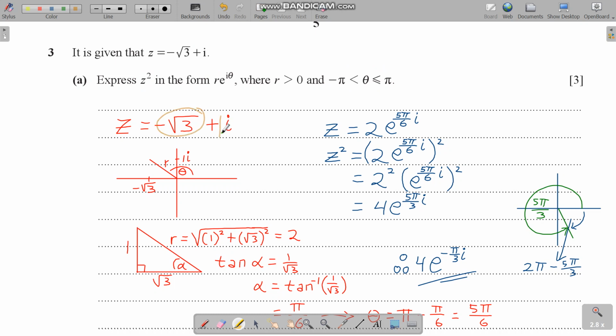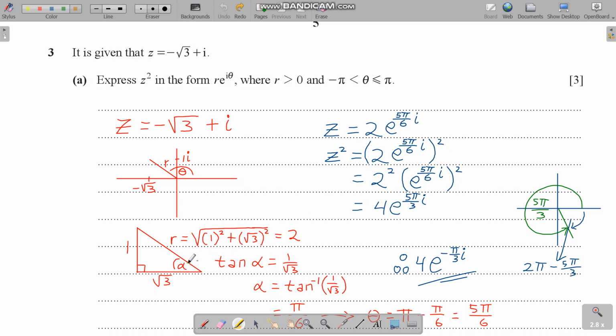Minus root 3 plus 1, so it's going to be minus root 3 plus 1. This is the complex number z. Now we need to find the modulus, the r, and the argument, or the theta. To find the modulus, if you look at this triangle, this length is root 3, and this length is 1. Of course we don't need the negative, it's just the length. So to find the hypotenuse, or the modulus, we use Pythagoras, so we get 2.